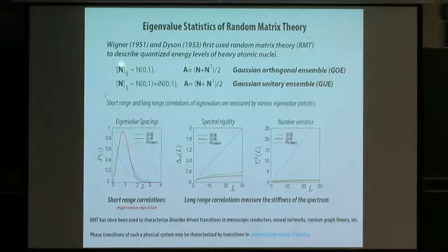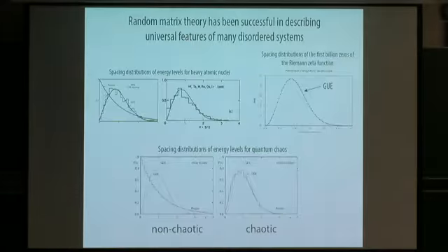So a normal distribution with mean 0 and variance 1, and then this is the associated matrix, the symmetrized matrix. Gaussian unitary ensemble in this case is the complex version, a unitary matrix. And then short-range and long-range correlations of the eigenvalues are measured by these statistics. And then these are just some graphs showing some of the different kinds of universal distributions that arise in this way of looking at things.